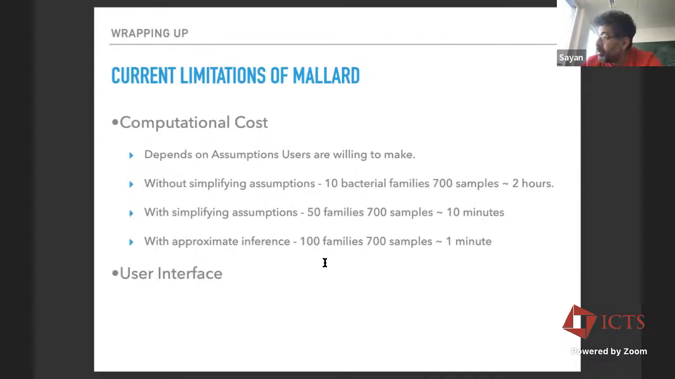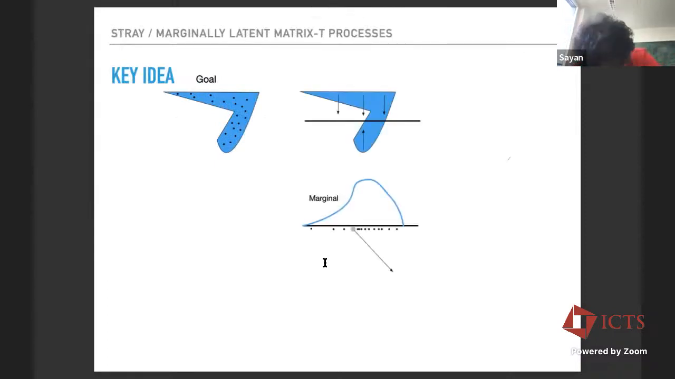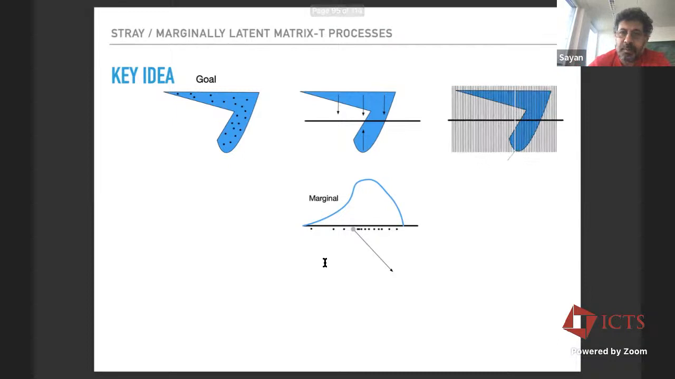Okay, so when we first did this, we did not have a fast algorithm. And the reason we did not have a fast algorithm is that the sampling algorithm to do the Markov chain Monte Carlo was super slow. And it's because the marginal distribution was complicated.